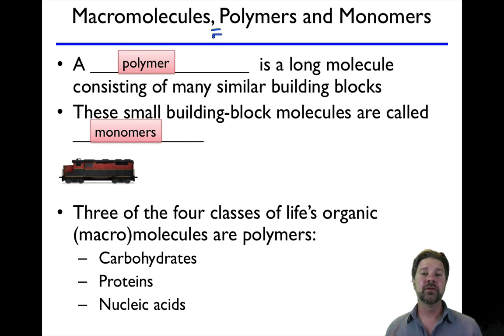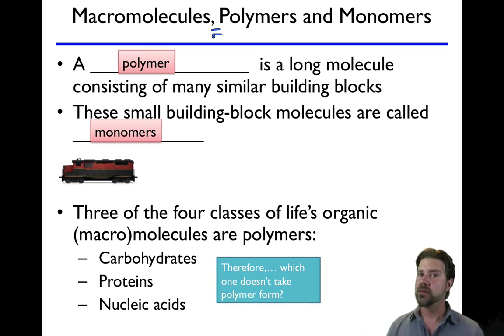Now, 3 of the 4 classes of those biomolecules or macromolecules are going to be classified as polymers. Carbohydrates, and what that means is you can have a lot of little ones that form something much, much larger. Proteins, and nucleic acids. So, by the process of elimination, which one is not qualifying as a polymer? And of course, the answer to that one would be lipid.